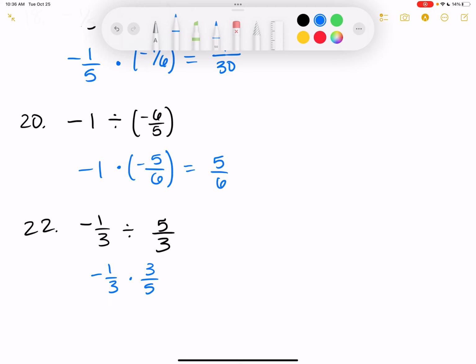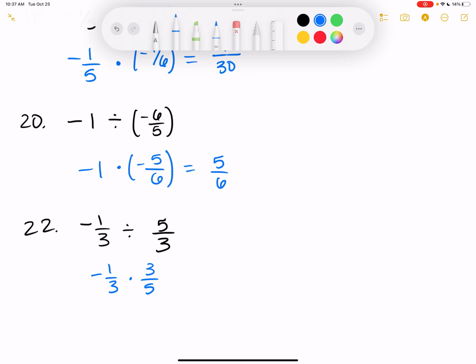Okay, I wasn't sure if y'all had heard that before. My mom always said, keep it, change it, turn it, which is the same thing. And then my teacher said something pretty similar. Miss Holloway says keep, change, flip. And then I say multiply by the reciprocal.